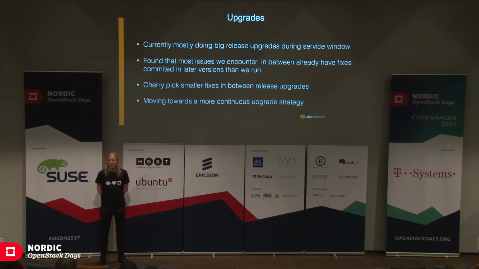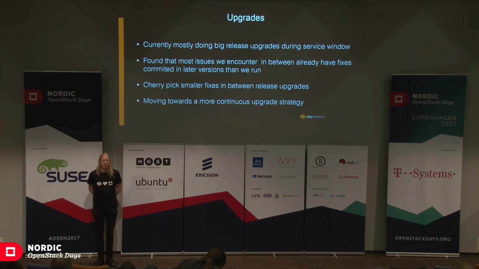In between, we have found that a lot of the issues we encounter have already been fixed or committed in later versions than we run. So in those cases, we cherry-pick those smaller fixes and integrate them into our OpenStack installation in between those huge release upgrades. But we are moving towards a more continuous upgrade strategy. Of course, that has lots of pros. You can see a lot less time between something being fixed and the customer actually seeing it, as well as those upgrades being really small pieces, all continuous, which means it will be much easier to troubleshoot if there is an issue with an upgrade.